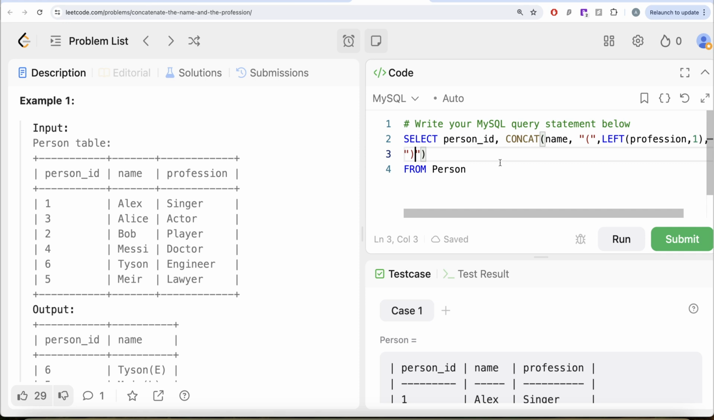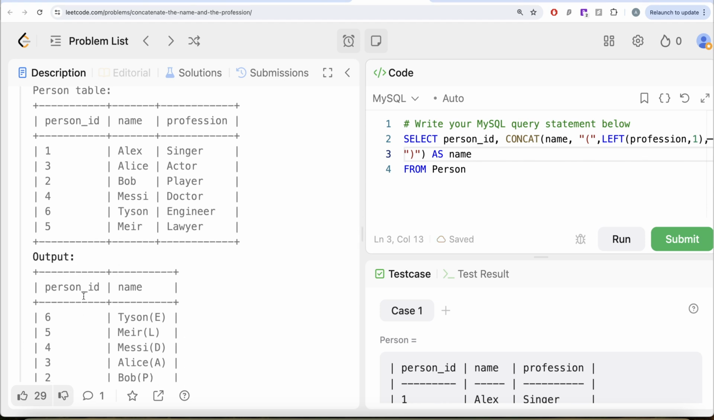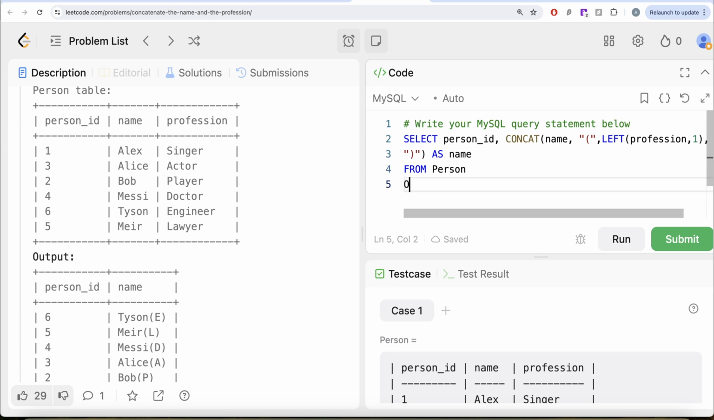Okay, and you need to rename this as name. So let us alias this as name, and this should also be ordered by person ID in descending order. So order by person ID in descending manner. Okay, let me go ahead and run this.